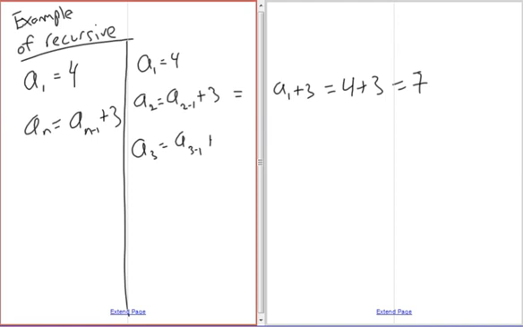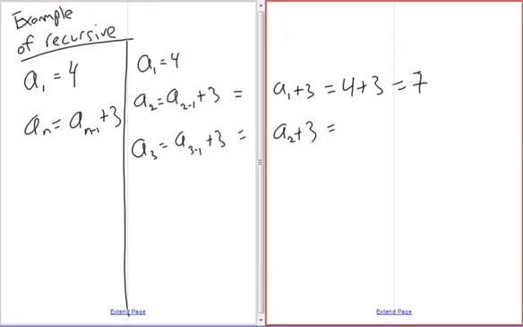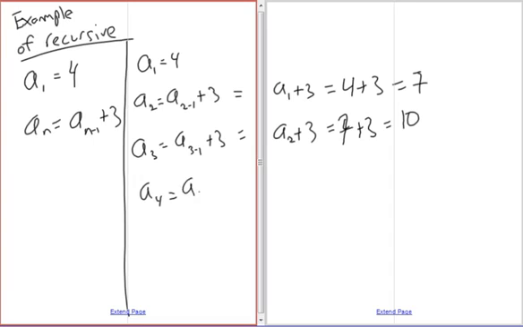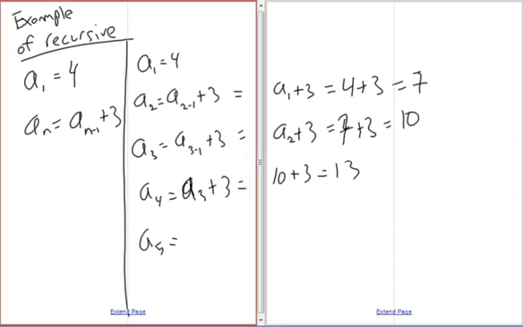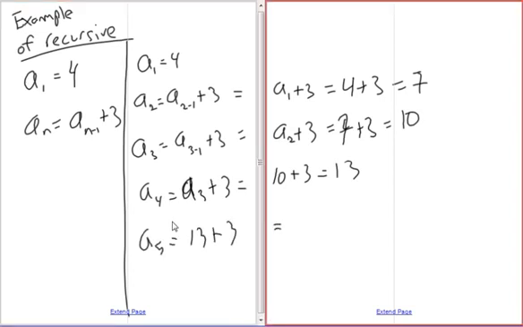For the third term, that's equal to a sub 3 minus 1, so you just plug in the 3, plus 3. So that's a sub 2 plus 3. a sub 2, as we can see up here, was 7. 7 plus 3 is equal to 10. And the fourth term here is the third term plus 3. So that's going to be 10 plus 3, which is 13. The fifth term would be the fourth term plus 3. So that's going to be 16.